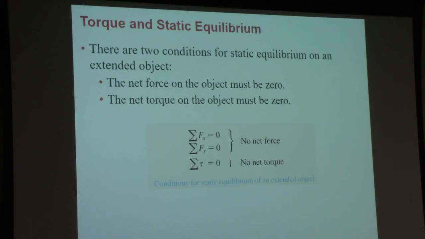So this is a fancy way of saying, add up all the forces, they add up to zero. Add up all the torques, they add up to zero. Whatever would make it rotate clockwise is balanced by whatever torque would make it rotate counterclockwise. Whatever force would make it accelerate to the right is balanced by whatever force would make it accelerate to the left. So there's no net force.